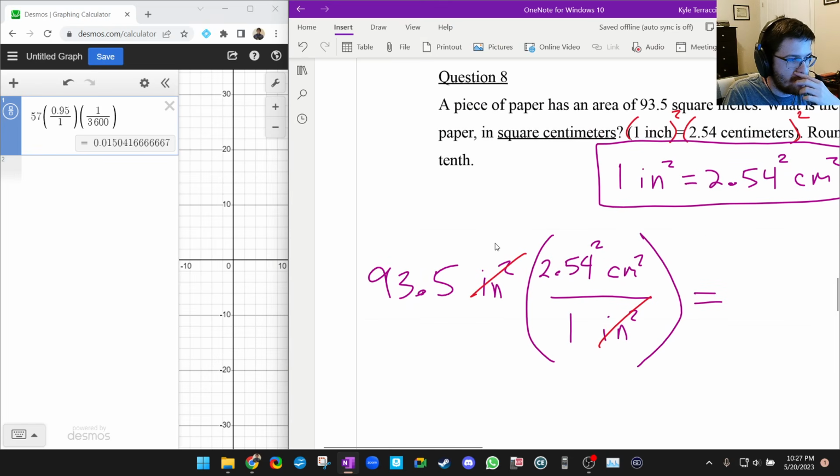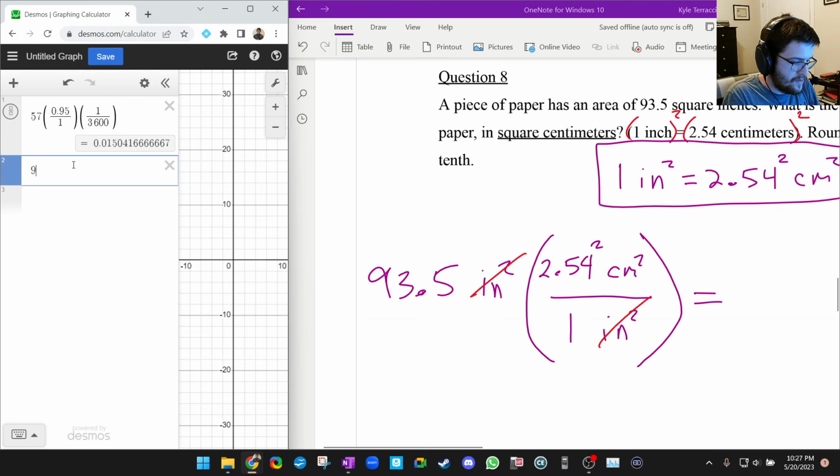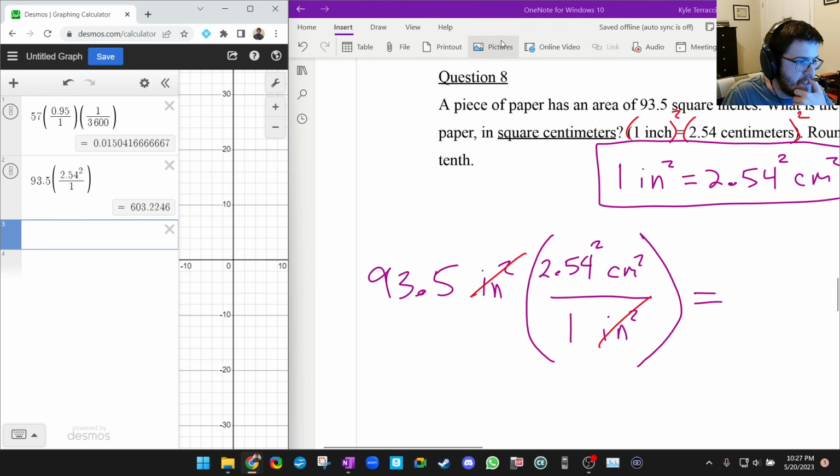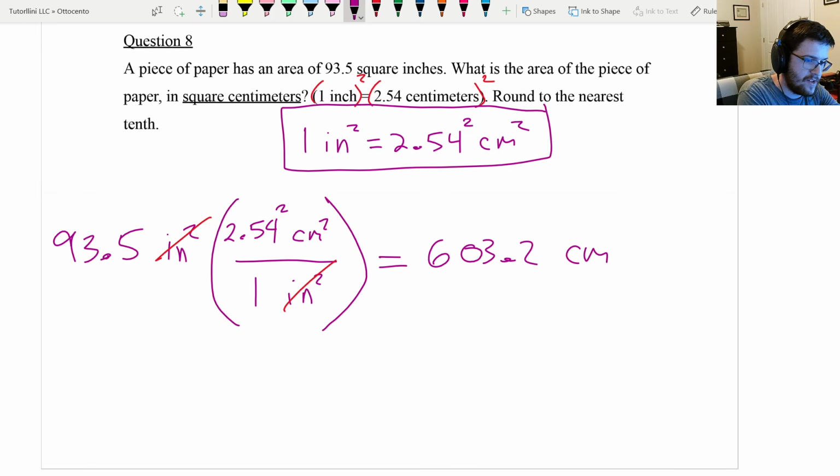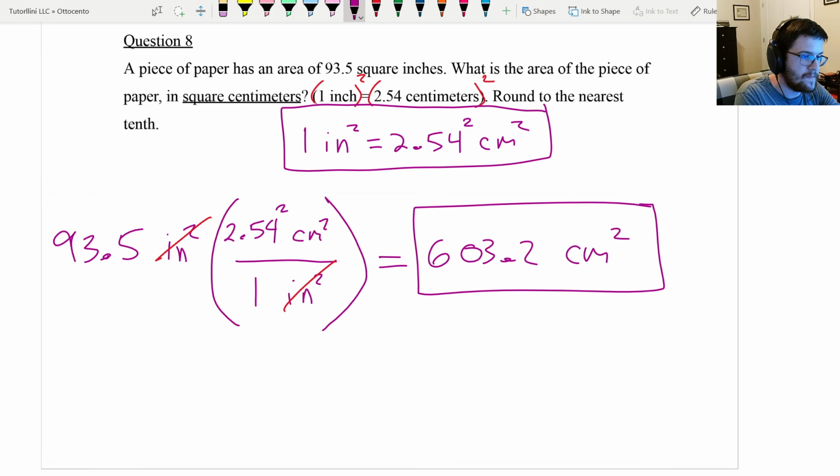And let's see what that is. So 93.5, 2.54 squared over 1. And it says to round to the tenth. So I'm going to say 603.2, looks like. 603.2 centimeters squared or square centimeters. So just always make sure, guys, that you square or cube the unit conversion accordingly if you have to.